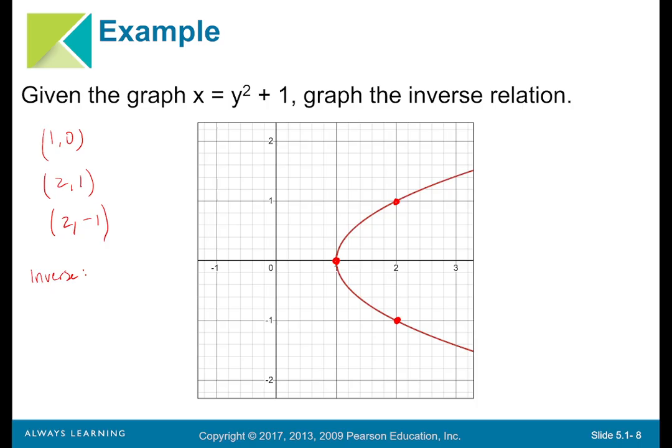Well, let's plot some of those points. The inverse points would be (0, 1), again flipping the x and y, (1, 2), and (-1, 2). So if I plot those points, I get a parabola that looks kind of like this. And there it is, reflecting right over our line y equals x, which cuts right through the middle like that. So that is our inverse relation.